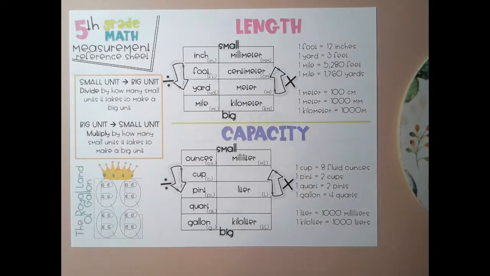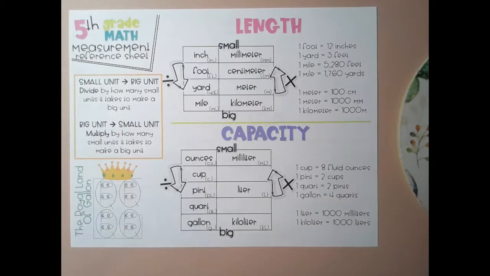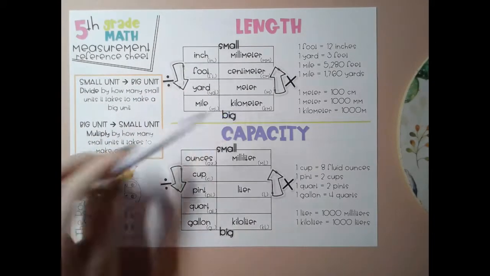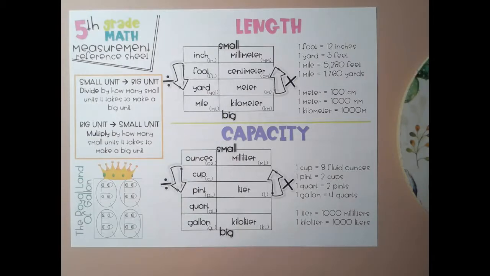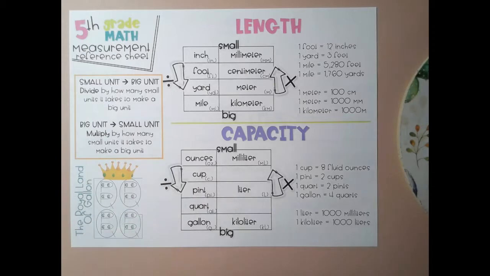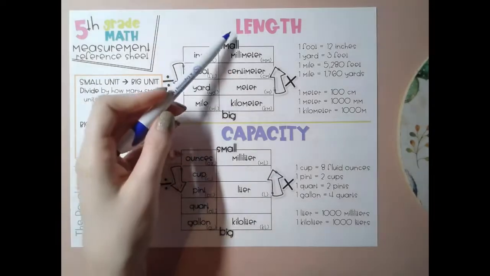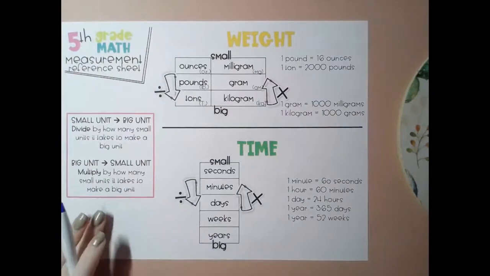So anytime we multiply whole numbers, we throw in measurement conversions. Anytime we divide decimals, we throw in unit conversions, and so on. So this reference sheet is used throughout the year, so that way they can start to memorize things. With that being said, there's 4 different types of measurement. They have length, capacity, and on the back I have weight and time.